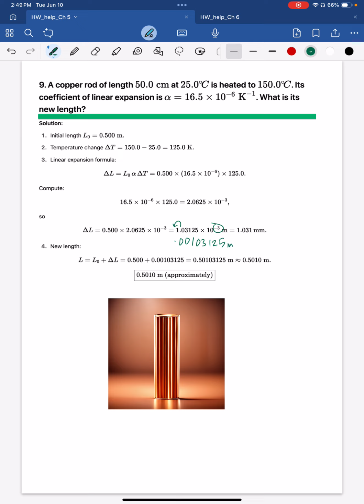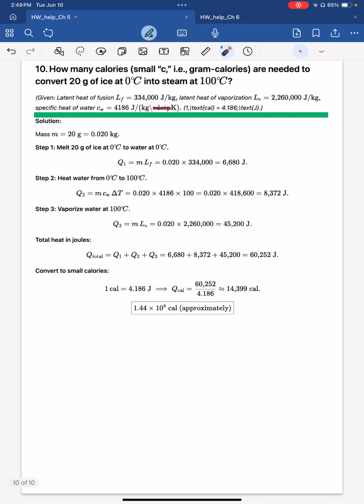And since that's the change in length, the new length would be the original length plus the change. So the original length plus the change in meters will give you that, which is approximately 0.5010 meter, right? So you can see that that's a real small change. That's one of the reasons why I put it in millimeter. Look at the change. It's just 1.031 millimeter. That's how small the change is. So that brings us to the last one.